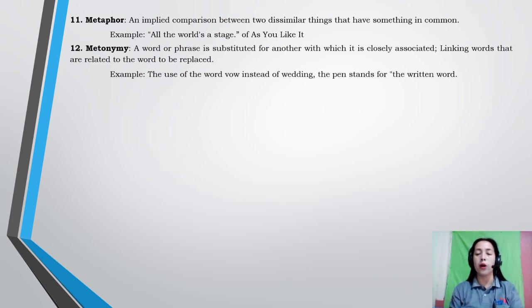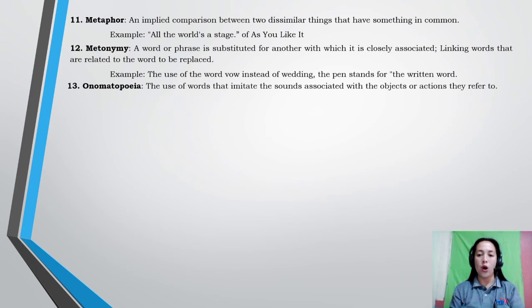For example, you will not say blood, but you will use red. Or you will not say death, but you will say snow. It is used in writing. We will see it in the poem of Robert Frost, The Road Not Taken, on how the writer used symbolism or metonymy in his writings.